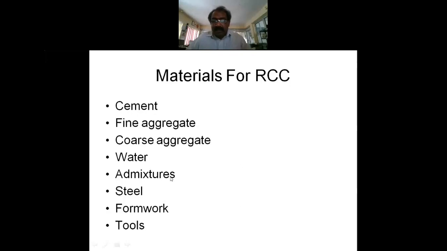Admixtures are nothing but adding sugar in the coffee. More sugar is also not good. Some sugar adds some taste. Similarly, admixtures make some easiness in the concrete. For steel, you want to study the code about steel, 500. What is 500? What is 550? Why is it 500T? What is 550T? Where to use? And formwork tools, what is a vibrator, the mixer machine, the pump. Please study all those things, and then you approach the site.